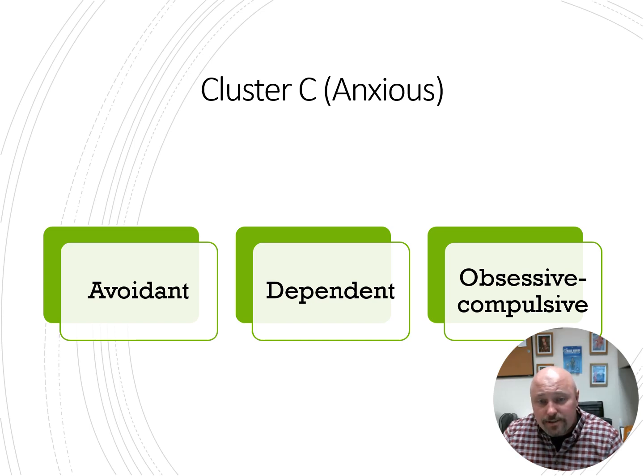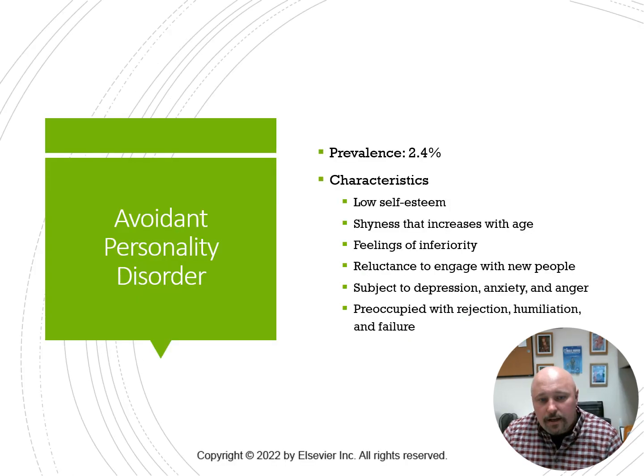Next up would be cluster C, or anxious disorders, such as avoidant, dependent, or obsessive compulsive. Avoidant personality disorder has a prevalence of 2.4%, with characteristics like low self-esteem, shyness that increases with age, feelings of inferiority, reluctance to engage with new people, subject to depression, anxiety, and anger, and also preoccupied with rejection, humiliation, and failure.